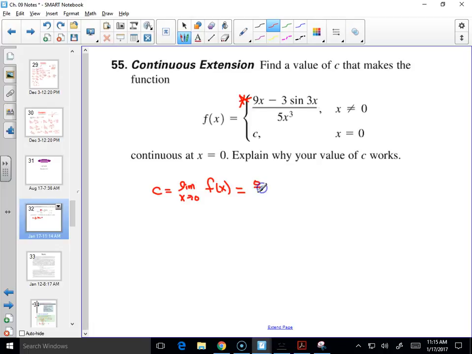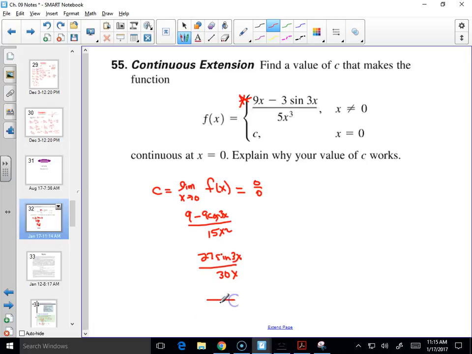I think I'll use L'Hôpital's rule, because they have 0 over 0. I did it 3 times. So the first derivative would be 9 minus 9 cosine 3x over 15x squared. I'm just not writing the limit, if that's okay. And the second one would be 27 positive, right? Yes. Sine of 3x over 15x. Next one would be 81.